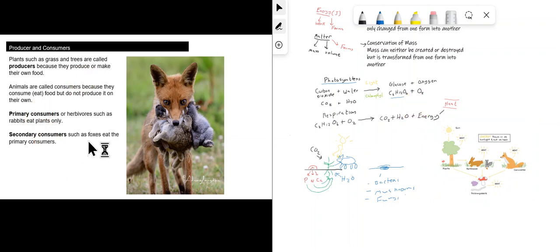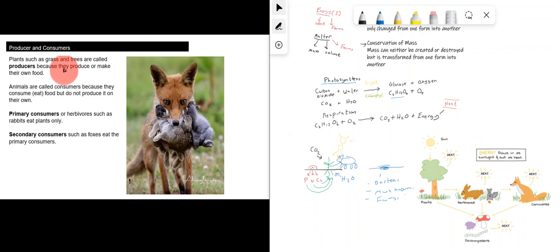Secondary consumers, such as foxes, eat the primary consumers. So this guy here is a secondary consumer. We are primary and secondary consumers, and foxes, for example, would be an example of a secondary consumer. What they do is consume herbivores, so they're prey animals that they eat, to get their energy. So we have the producers, the primary consumers, and then the secondary consumers.